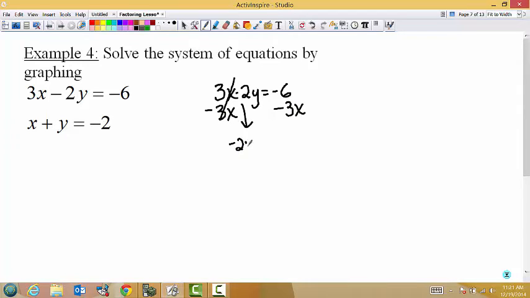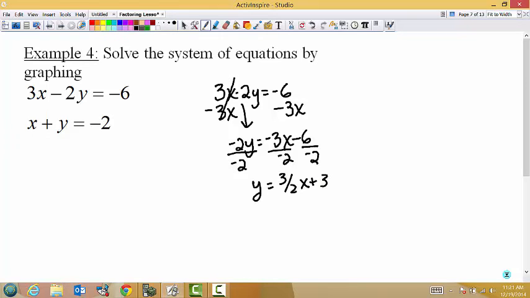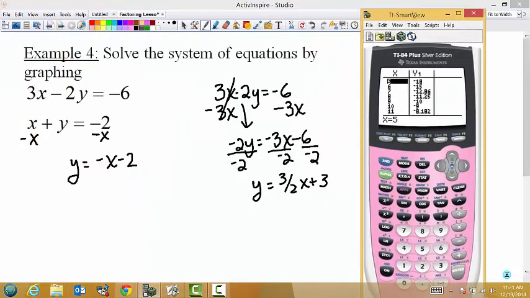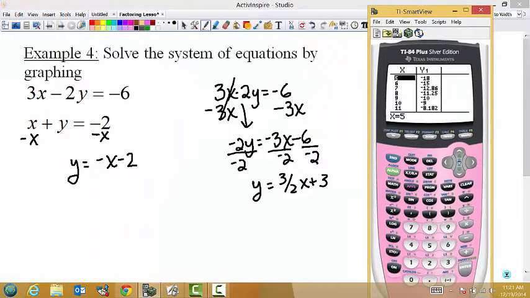I bring down my negative 2y, and I would have negative 3x minus 6. How do you get rid of times negative 2? You divide all the way across. So y would equal 3 halves x plus 3. And then this one, if we solve it for y, you'd have negative x minus 2. And then that's already solved. So I'm going to type them in my calculator. And we're going to find an intersection. I'm going to go to y equals, I'm going to type them in. 3 halves x plus 3 and negative x minus 2, and I hit graph.